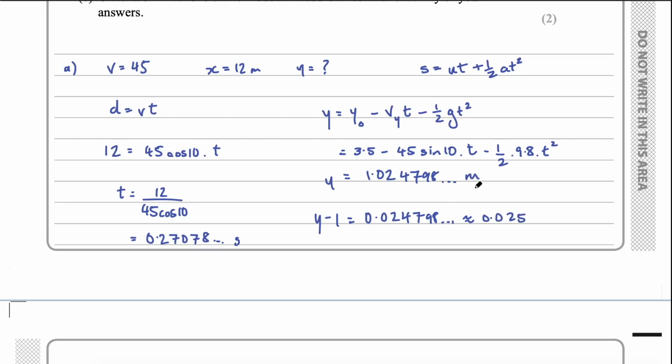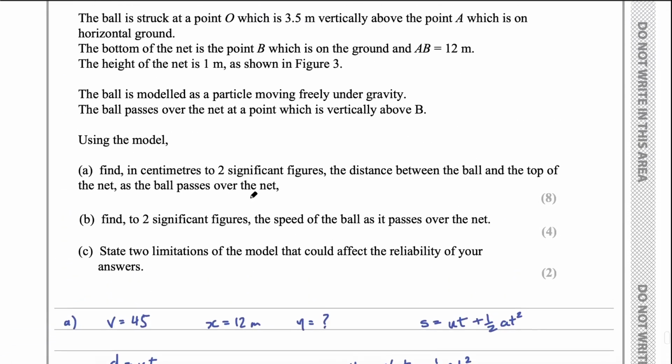And if we're talking about meters, we might want to convert this to centimeters, so it makes a bit more sense. So then this would equal 2.5 centimeters above the net. All right, hopefully those steps I took made sense there: finding the time using the horizontal velocity and then the distance using the vertical velocity to get an answer of 2.5 centimeters.